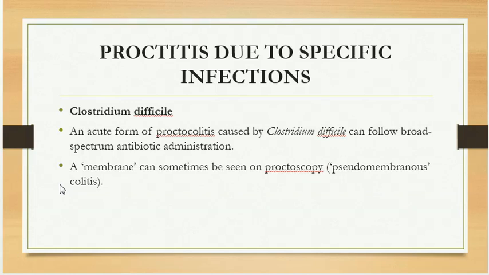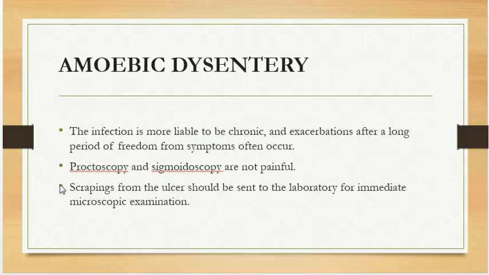So a pseudomembrane is formed in these patients when this is due to Clostridium difficile. A membrane can sometimes be seen on sigmoidoscopy, and this is pseudomembranous colitis. And I told you that one notorious for this is the antibiotic clindamycin, which leads to pseudomembranous colitis. This you should keep in mind.